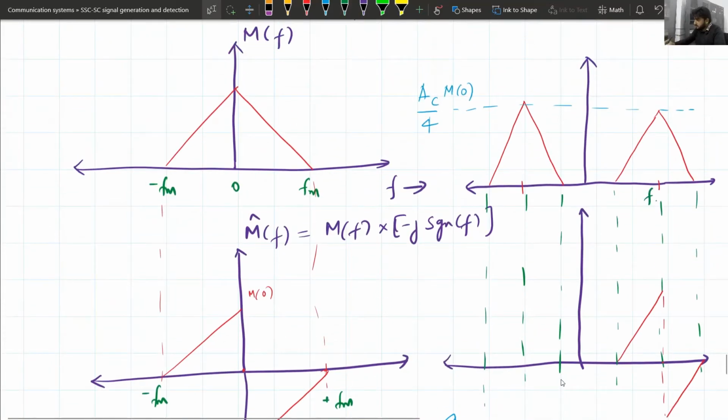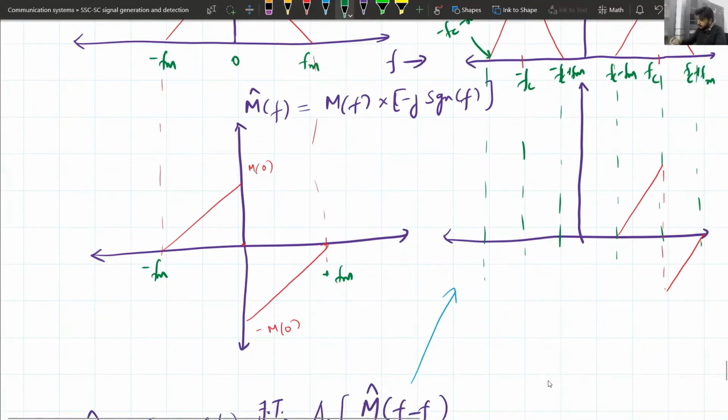And let us write here fc. This is fc plus fm. This is fc minus fm. Similarly, this is minus fc. This is minus fc plus fm. And this will be minus fc minus fm.